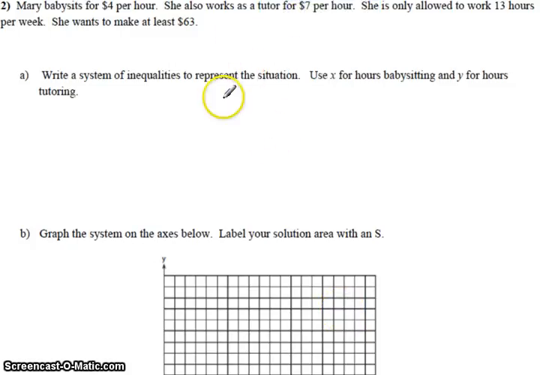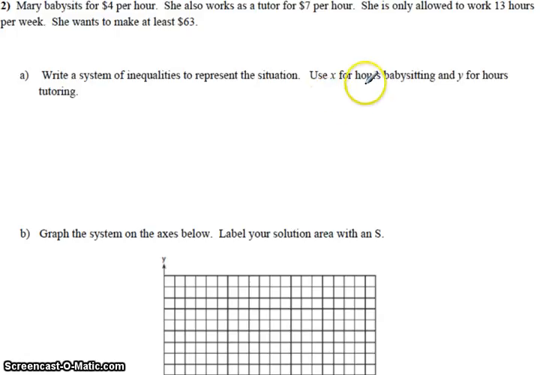Number 2. Alright, so Mary babysits for $4 an hour. She also works as a tutor for $7 per hour. She is only allowed to work 13 hours per week, and she wants to make at least $63. Very specific here. Alright, so part A, it says, write a system of inequalities to represent the situation.